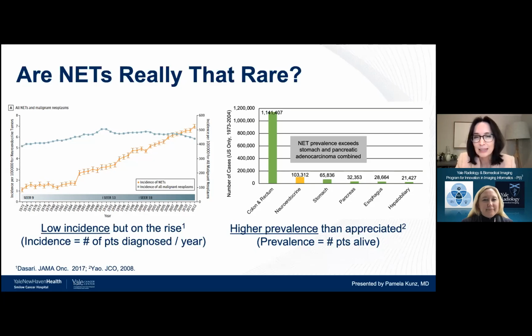However, the prevalence of neuroendocrine tumors is actually the second highest prevalent GI malignancy. It exceeds stomach and pancreatic adenocarcinoma combined, and that's likely because this is a more indolent disease and patients live for many years, more commonly with the low-grade neuroendocrine tumors.